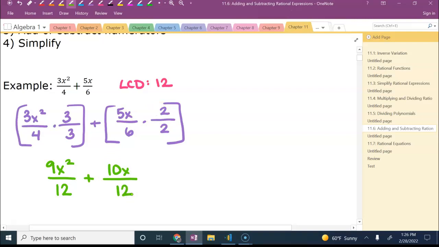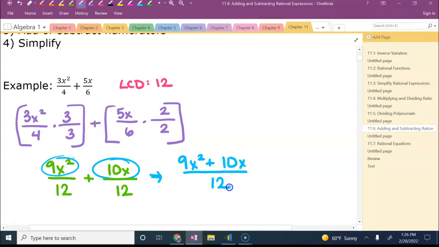And then I'm going to add my numerators, because now that my denominators match, all I need to do is add these two things together. So it's going to say 9x squared plus 10x, all over 12. Remember, when you're adding and subtracting fractions, you only add the numerators. You don't change the denominator once you've got it to be common.